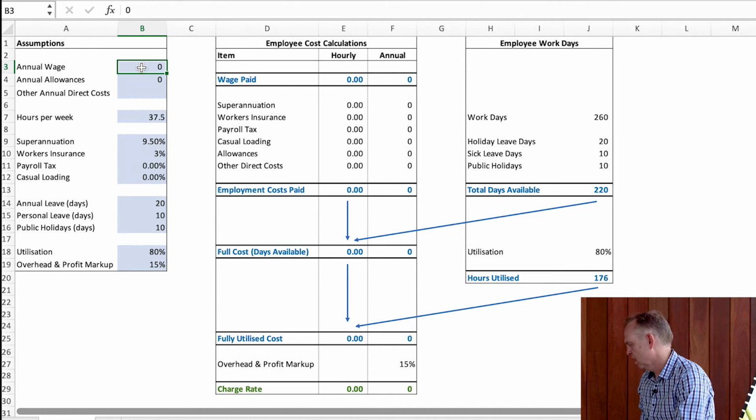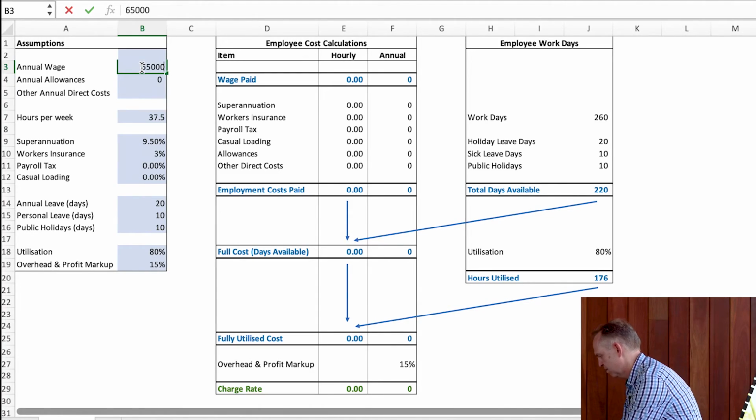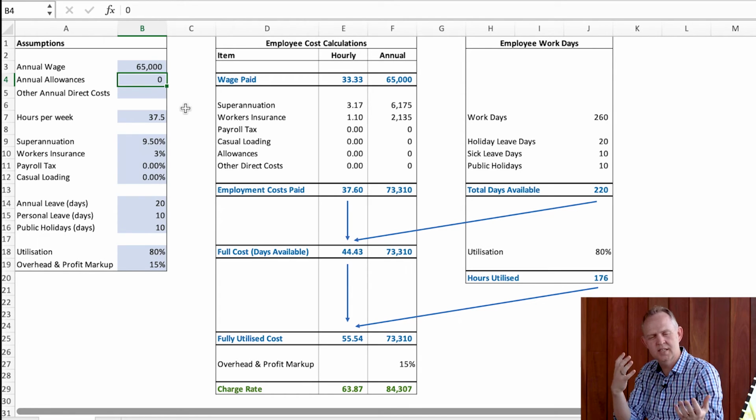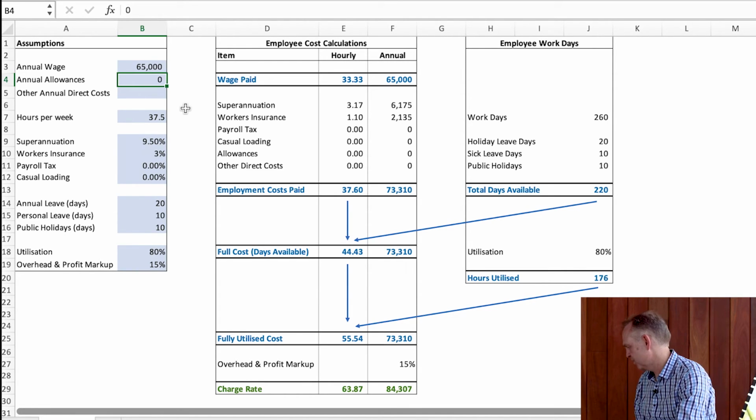So are you paying them, what's their take-home pay? And this first one is what the employees believe they're getting paid. So when you talk to your employee, what's the amount they're getting paid? So for example, say we've hired someone that's getting paid $65,000 a year. So $65,000 is what they're paid. It's what they have in their head as their salary or their wage.